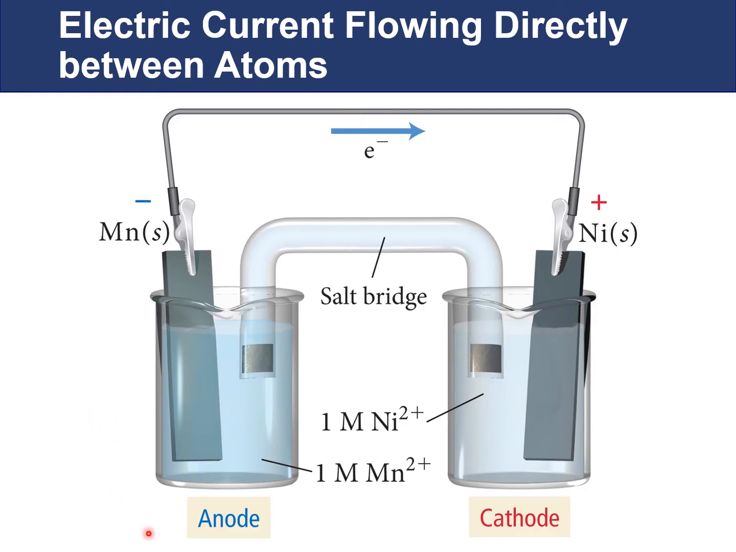Now, all electrochemical cells contain certain aspects that are the same, whether they be a voltaic or an electrolytic cell. Each contains an anode. The anode is where oxidation occurs. Both types will contain a cathode, where the reduction occurs. The electrons are going to be flowing from the anode to the cathode.